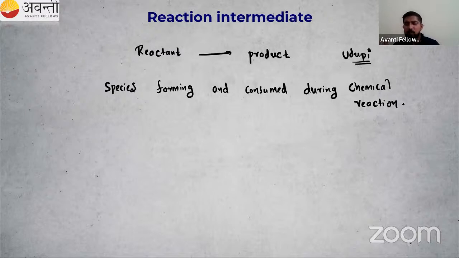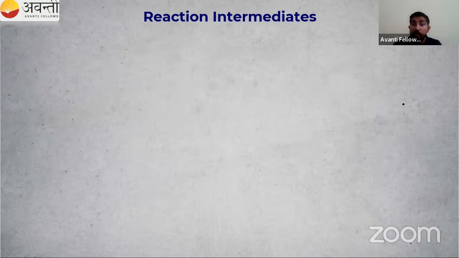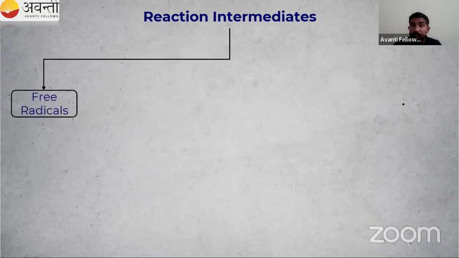There are different types of reaction intermediate, and we have to study them. We have already studied one reaction intermediate. What is that? The first reaction intermediate is free radicals. Can you tell me how free radicals are formed? By homolytic cleavage or heterolytic cleavage?